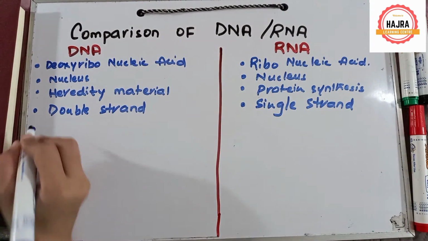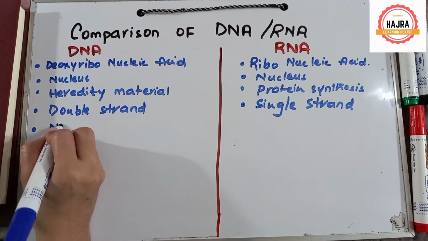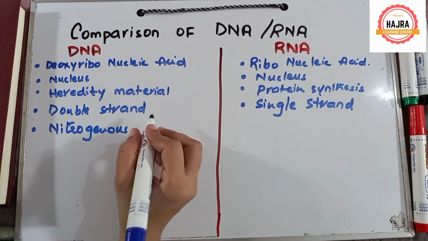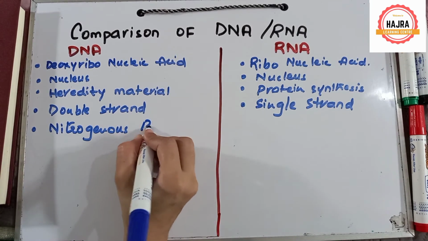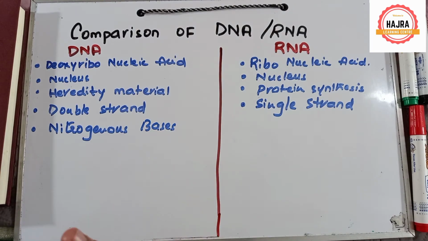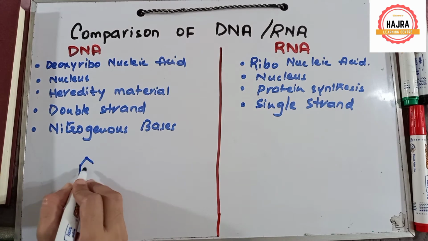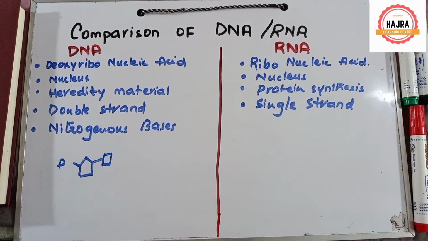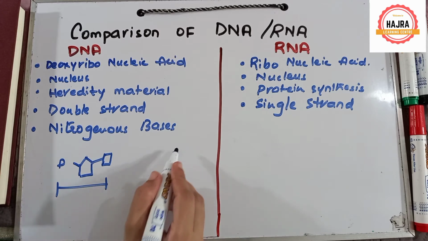Now let's talk about the next point: nitrogenous bases. We know that DNA is made up of polynucleotides. What is meant by polynucleotide? DNA is made up of pentose sugar plus phosphate group plus nitrogen bases. This is called a nucleotide. So DNA is made up of polynucleotides, meaning many nucleotides combined together. They form the helix structure of DNA.